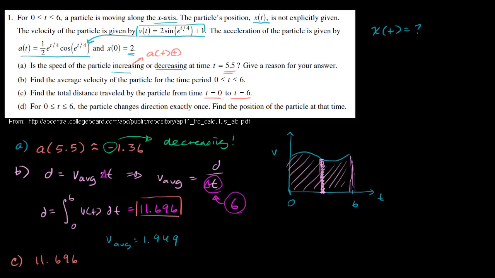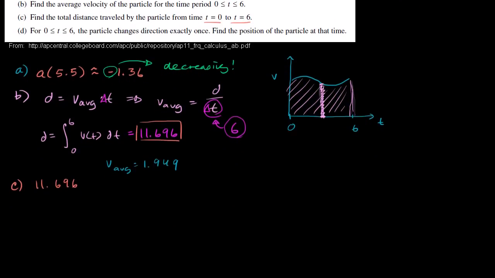And then finally we're on part D. Part D, and I'll do this in this blue color. For t between 0 and 6, the particle changes direction exactly once. Find the position of the particle at that time. So let's think about the time when the particle changes direction, and then we'll have to figure out how we can evaluate its position at that time.